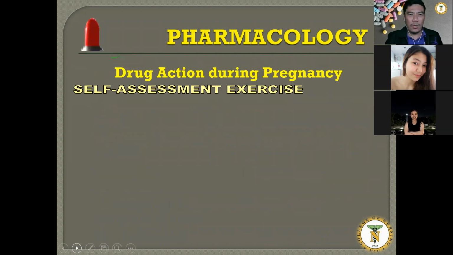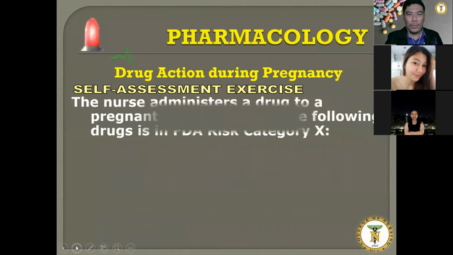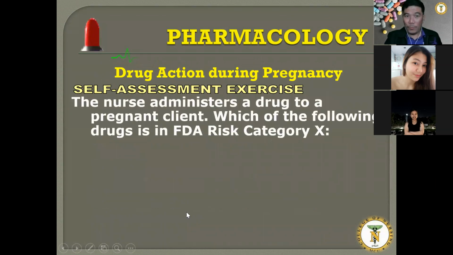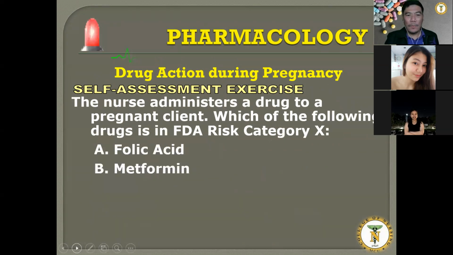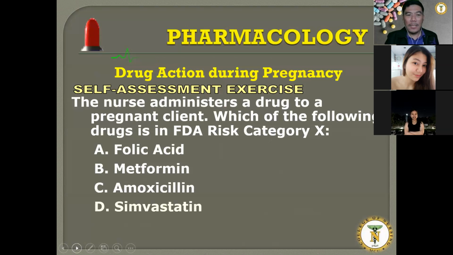Okay, next question. Still, we are on the drug action during pregnancy. The nurse administers a drug to a pregnant client. Which of the following drugs is in FDA risk category X? We have folic acid, metformin, amoxicillin, simvastatin. Since the answer is already revealed, okay? And considering folic acid is considered as category A, it is safe for both mother and fetus. So it has well and adequate studies.